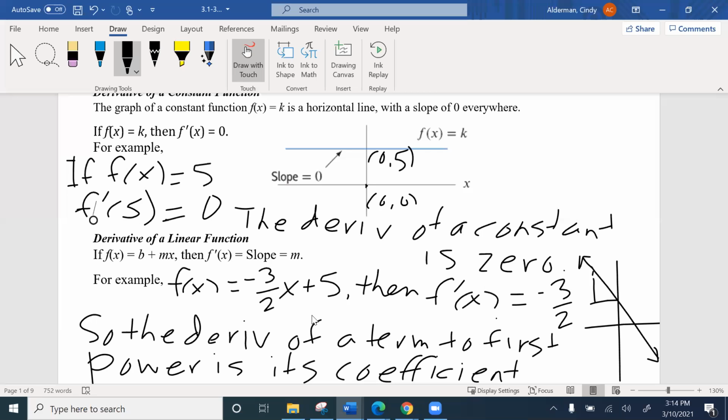So if you said take the derivative of this whole thing, negative 3/2 x plus 5, well, we know that the constant part, the derivative is 0, right? And according to this rule, if you have a term where you have an x to the first power, a variable to the first power, then the derivative of that term is just going to be the coefficient, which should make sense because the slope is the derivative for a linear function.